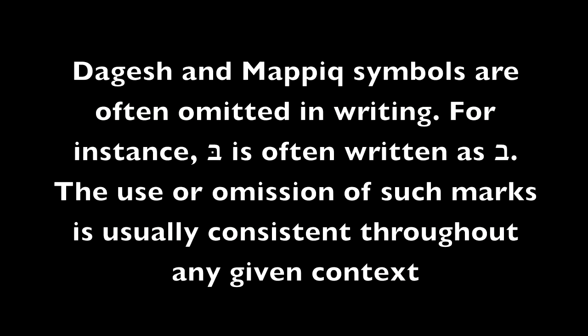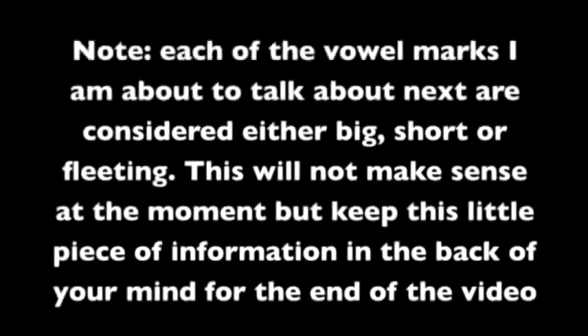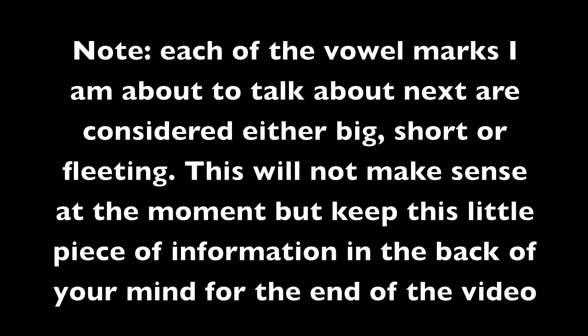Dagesh and Mapik symbols are often omitted in writing. For instance, Bet is often written as Bet. The use or omission of such marks is usually consistent throughout any given context. Note: each of the vowel marks I'm about to talk about next are considered either big, short, or fleeting. This will not make sense at the moment, but keep this little piece of information in the back of your mind for the end of the video.